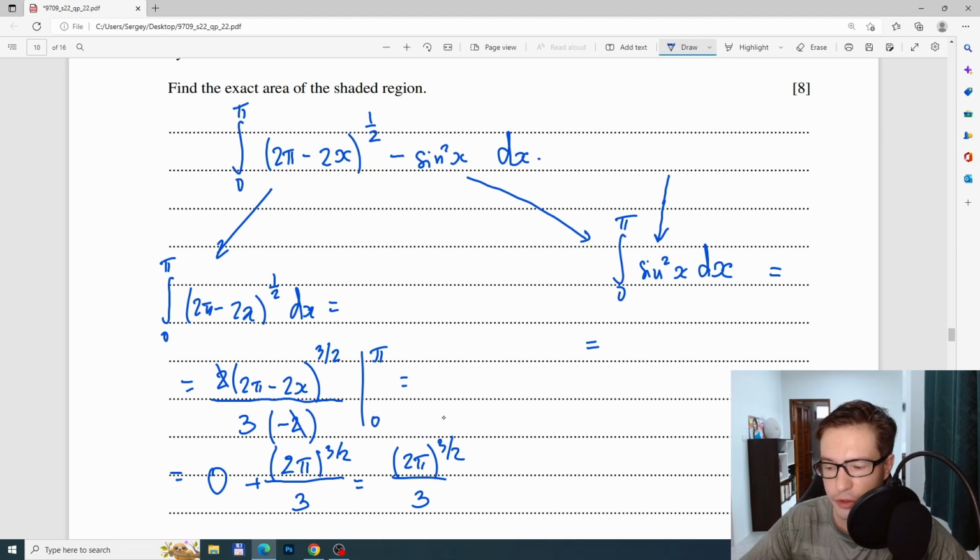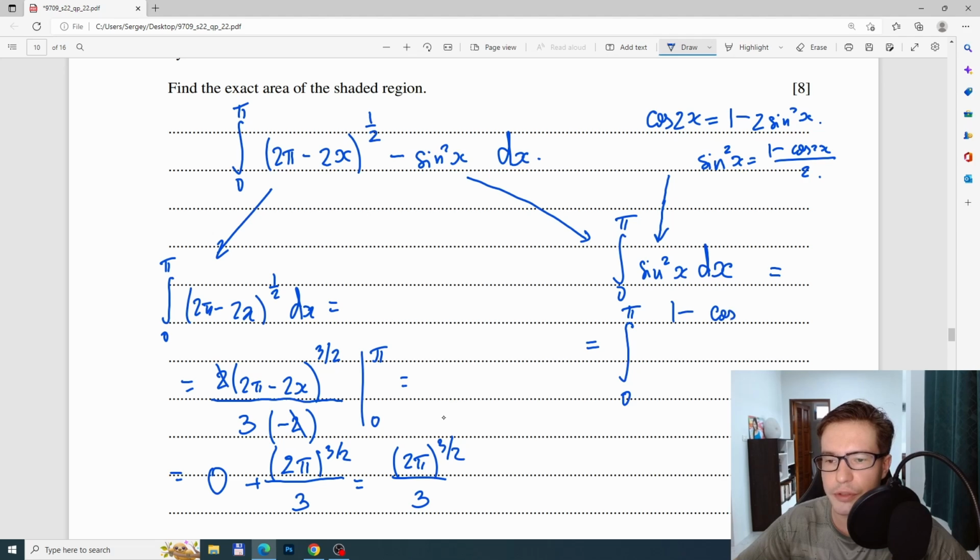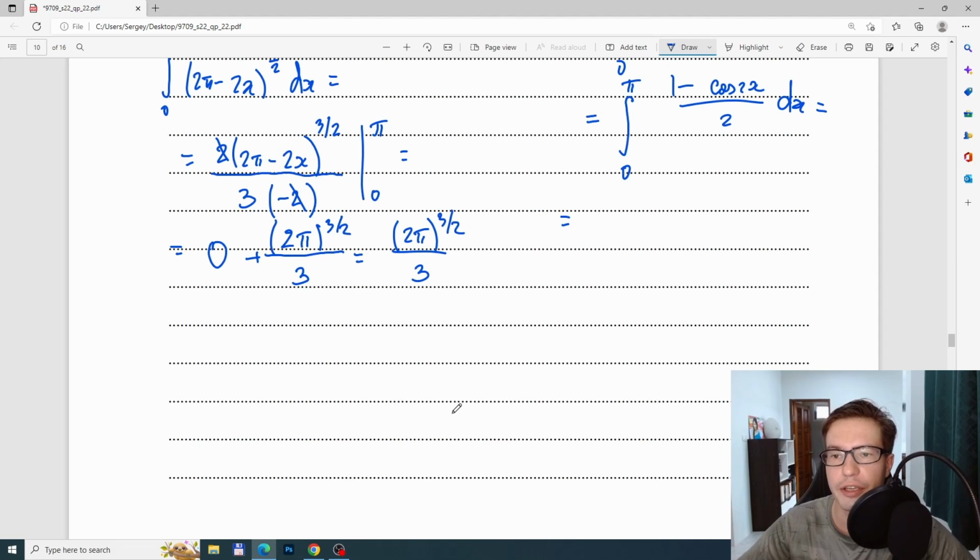And for that one, I'm going to use cosine 2x equals to 1 minus 2 sine squared x. We can rearrange it to find sine squared. And it's 1 minus cosine 2x over 2. Now, substitute it instead of sine squared. We get 1 minus cosine 2x divided by 2 dx. It is always a good idea to bring the constant out of the integral, which is 1 over 2.